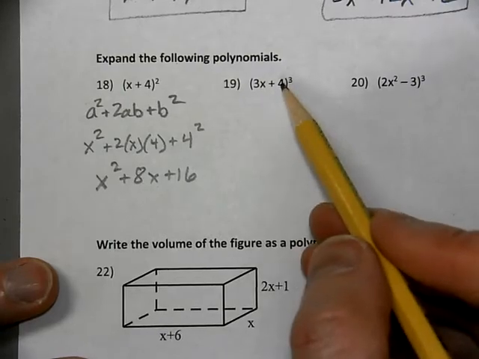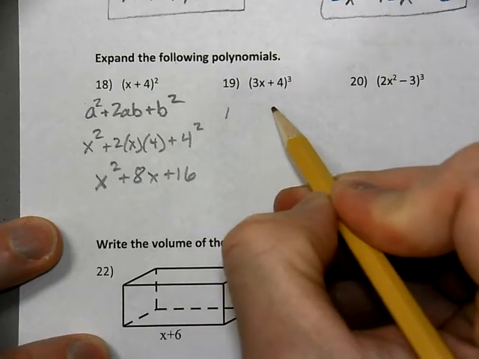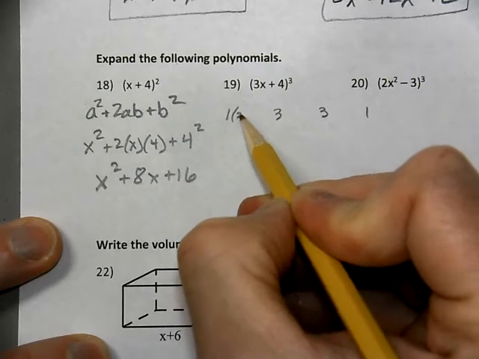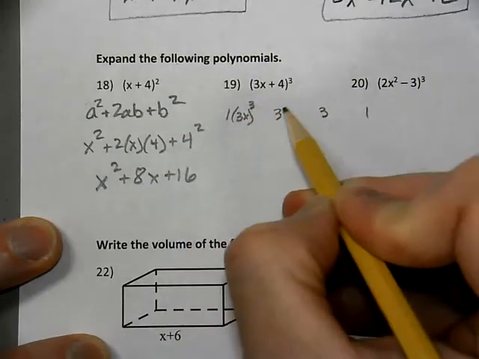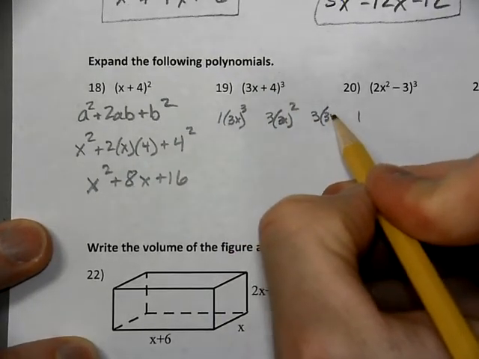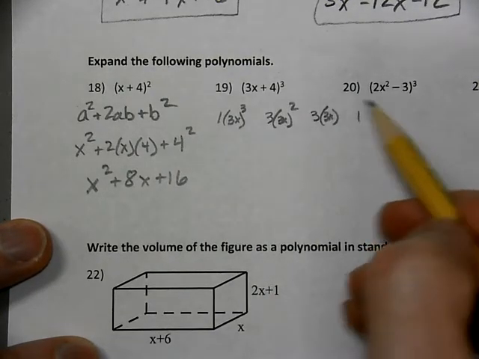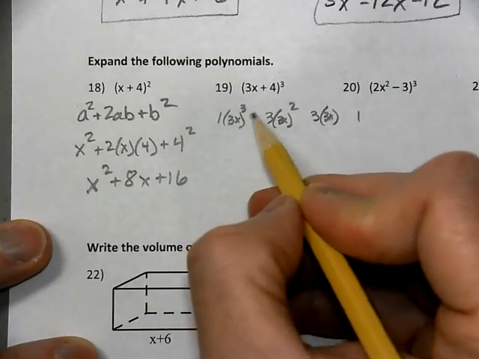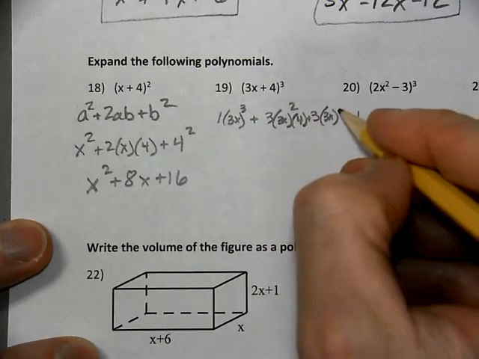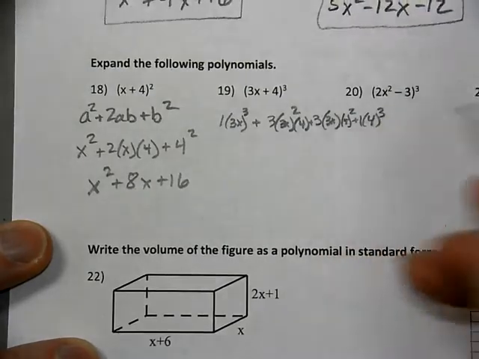This is our cubic, okay, a perfect cubic. So we're going to start with 1, 3, 3, and 1. Put our a value cubed, our a value squared, our a value to the first power, and then our a value to the 0 power. Then we put our b value to the 0, our b value to the first, our b value to the second, and our b value to the third.